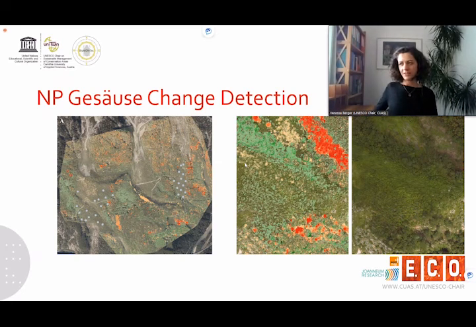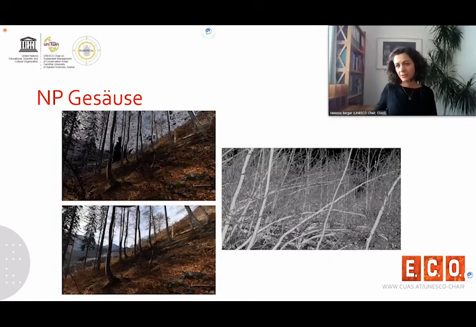Then here's another example from the National Park Gesäuse. This is a terrestrial laser scanner. On the left side, the laser scanner and RGB information, and here only the photo and laser scanner.